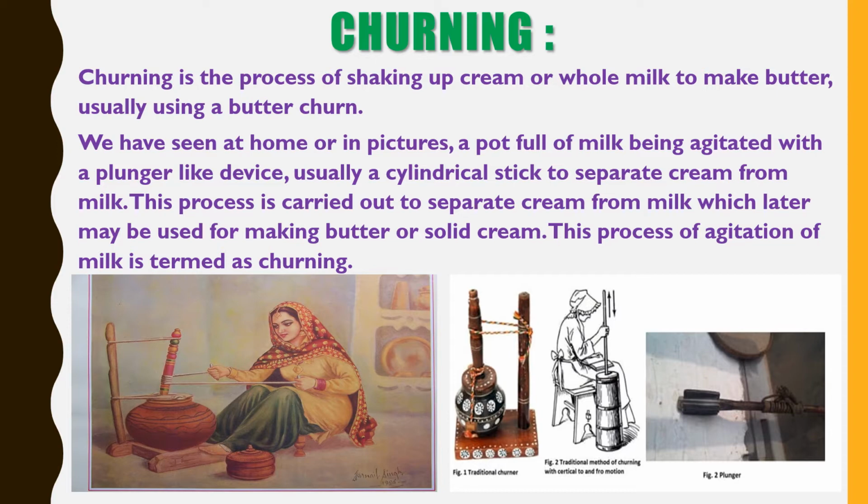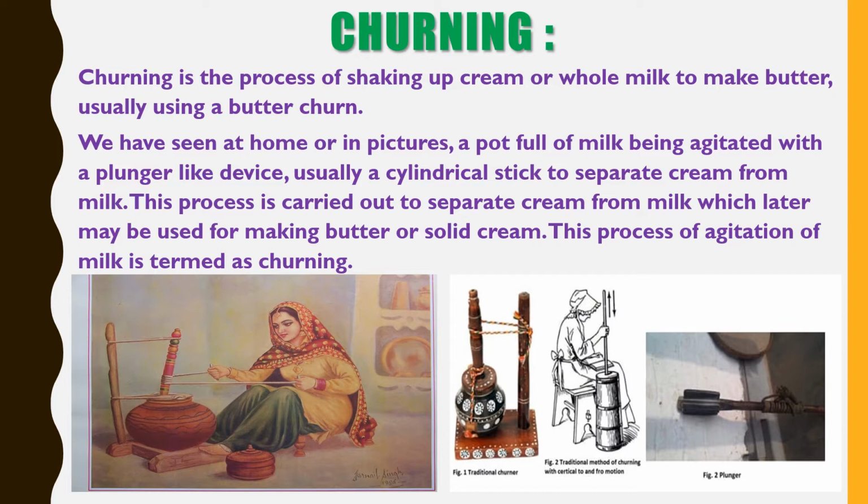This process is carried out to separate cream from milk, which later may be used for making butter or solid cream. This process of agitation of milk is termed churning. Now we can define churning as the process of agitation of cream to form butter. Earlier, only manual techniques were available for this process, like the traditional churner.